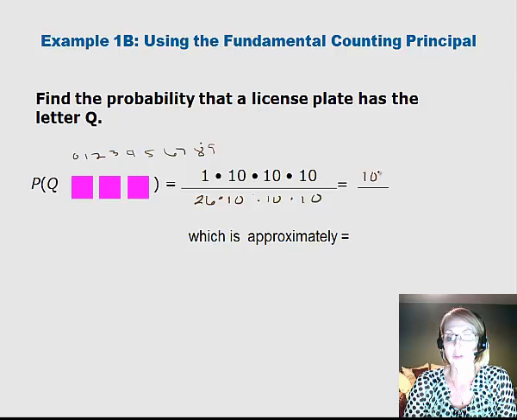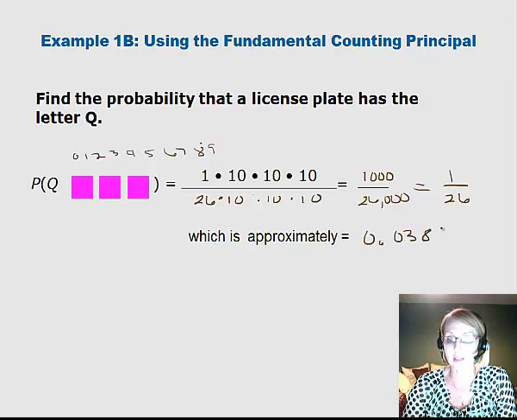So the numerator is going to be 1,000. I multiplied those together. And the denominator is 26,000. Now, if you divide the top and bottom by 1,000, you get 1 over 26. So 1 over 26 is the probability that a license plate has the letter Q. And that's approximately 0.038, that's 38 thousandths chance, or 3.8% chance.